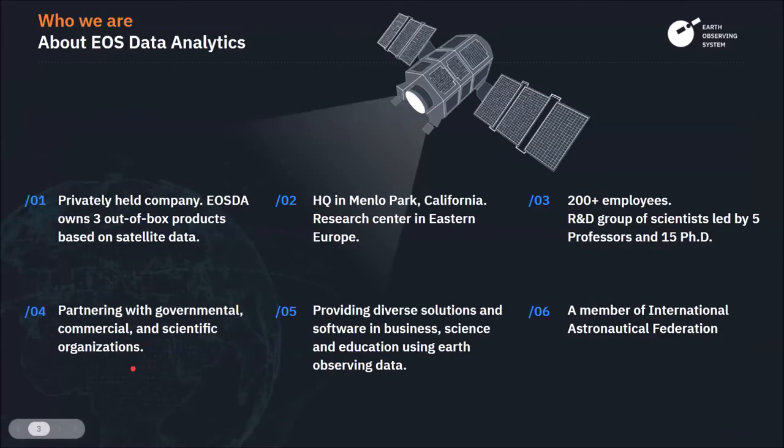So a quick intro about us. EOS Data Analytics, we are a privately held company with our headquarters in California. And we have more than 200 employees located in the US and in Eastern Europe. In Eastern Europe, we have our research and development center, which is led by a group of 5 professors and 15 PhD associates. With their help, we are able to develop highly expert solutions for the agriculture sector and other sectors closely related to agriculture, for example, forestry.